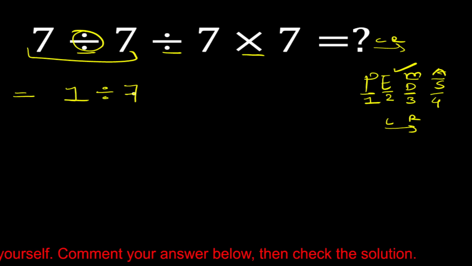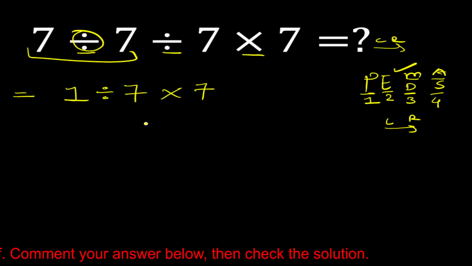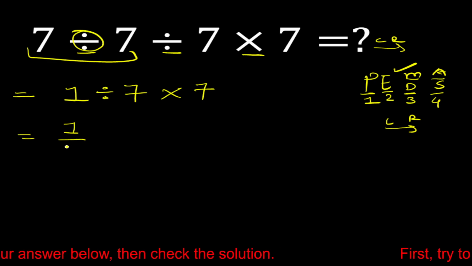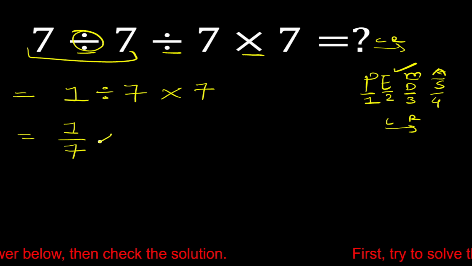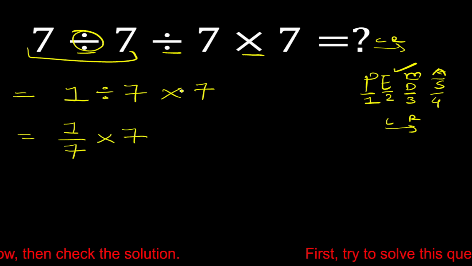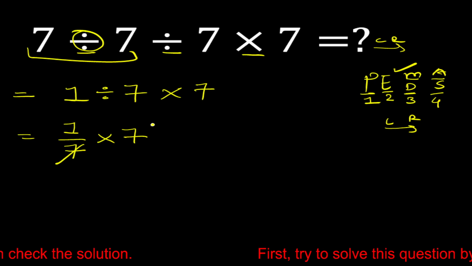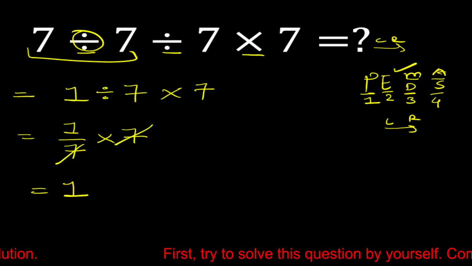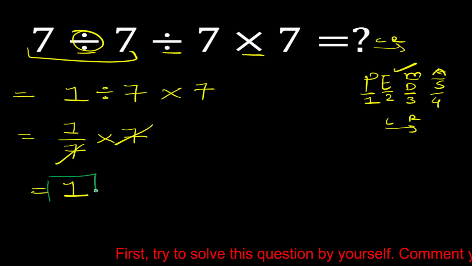1 multiply 7. Now 1 divided by 7 can be written as 1 upon 7 multiply 7. Okay, so cancel this 7 by using 7. So our answer is 1. Okay, so the correct answer is 1.